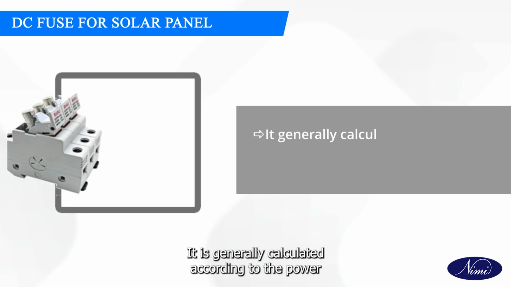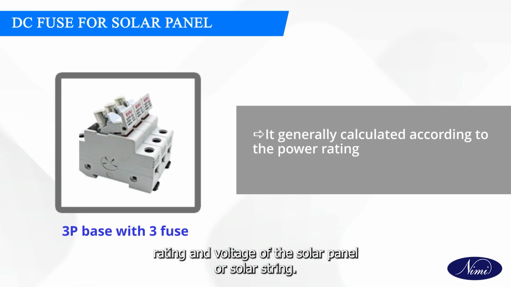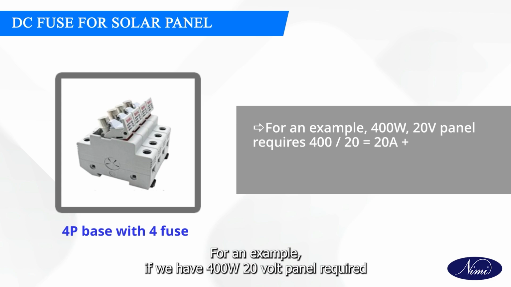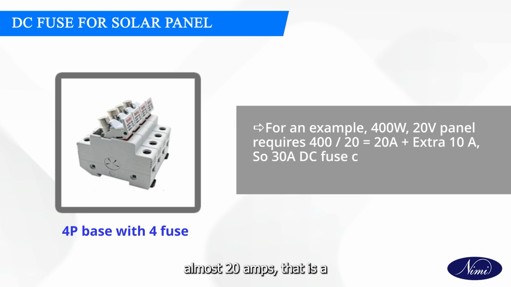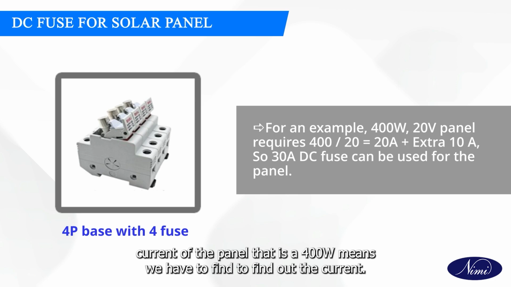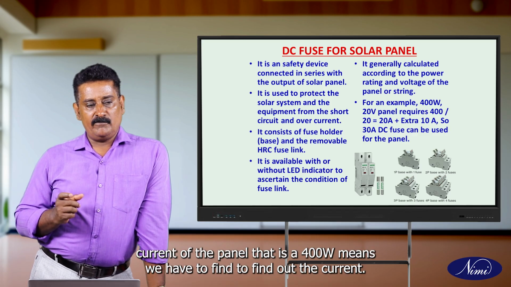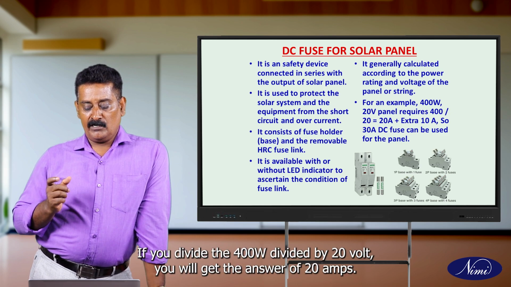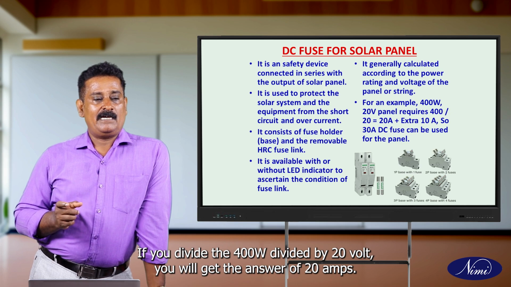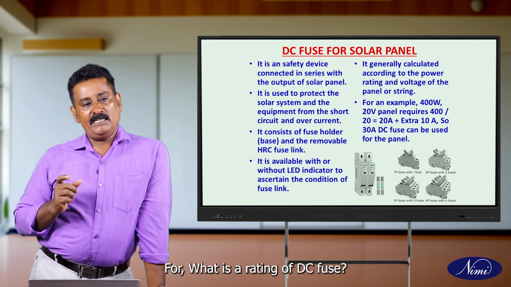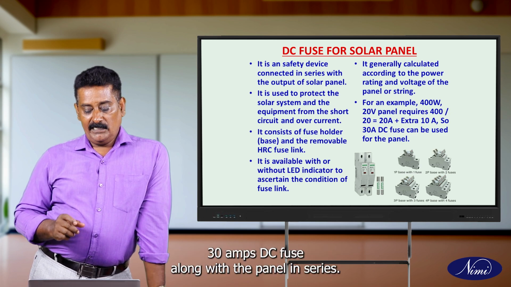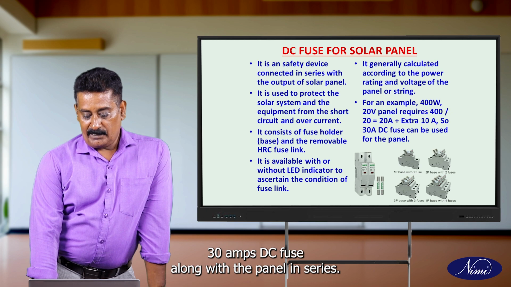It is generally calculated according to the power rating and voltage of the solar panel or solar string. For example, a 400 watt 20 volt panel requires almost 20 amps, that is the current of the panel. To find the current, we have to divide the power by the voltage. If you divide 400 watts by 20 volts, you will get 20 amps. What is the rating of the DC fuse? We have to add an extra 10 amps. So, we have to use a 30 amp DC fuse along with the panel in series.